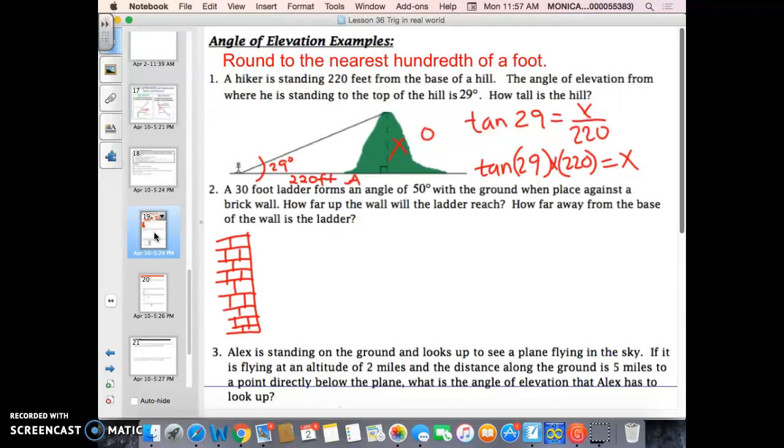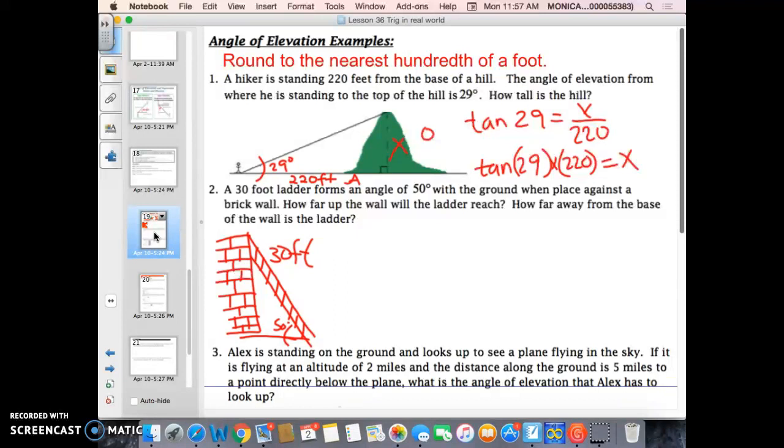And then I've got this ladder right here. All right, and it says a 30-foot ladder, so this is 30 feet, forms an angle of 50 degrees with the ground. So here's my ground. This is 50 degrees. How far up the wall will the ladder reach? Well, you want to know how far up this wall. So you want to know this height right here.